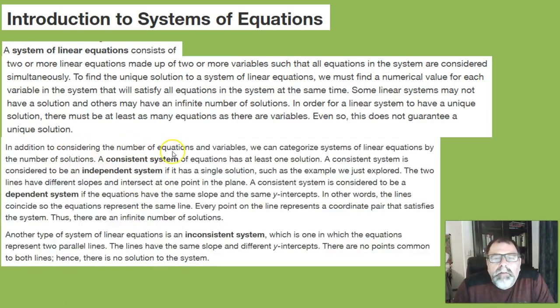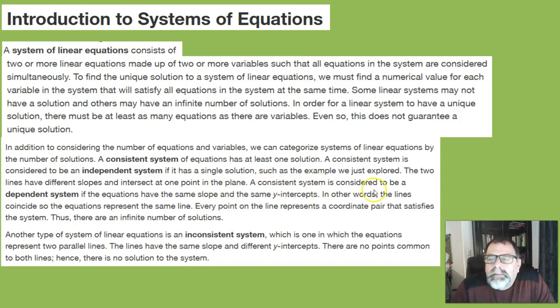In addition to considering the number of equations and variables, we can categorize systems of linear equations by the number of solutions. A consistent system of equations has at least one solution. A consistent system is considered to be an independent system if it has a single solution, such as the example we just explored. So back in the text, if you want to read about that. The two lines have different slopes and intersect at one point in the plane.